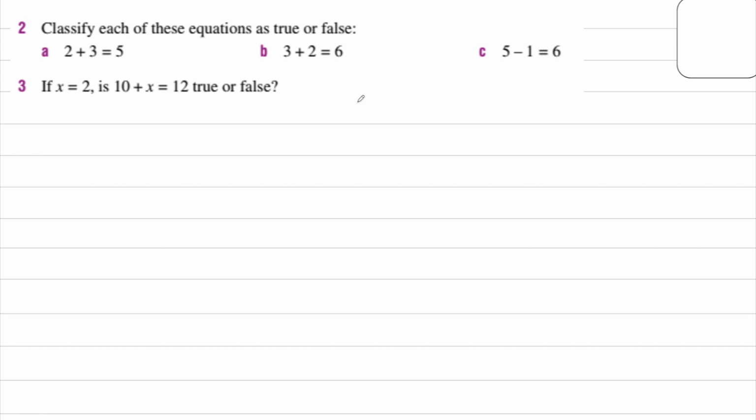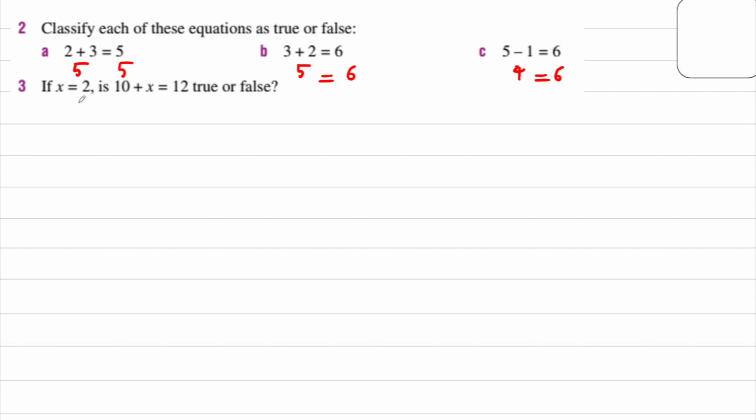The second question, classify each of the following equations as true or false. Okay, the question A, the left is 5 and the right is 5. So this equation is true. This one is 5, the second one is 6. So this cannot be equal together. It is a false equation. Here is 4 and here is 6. This cannot be equal together.